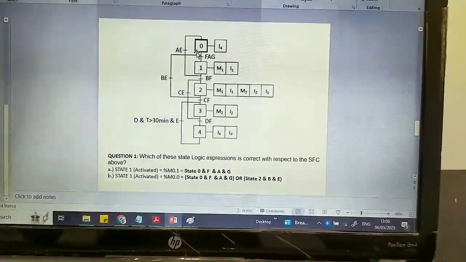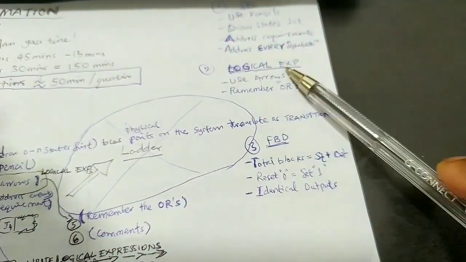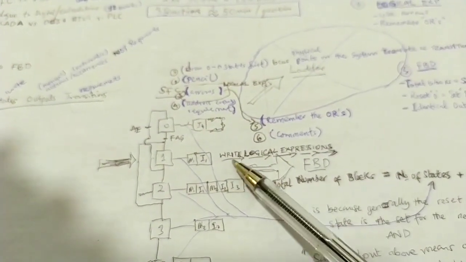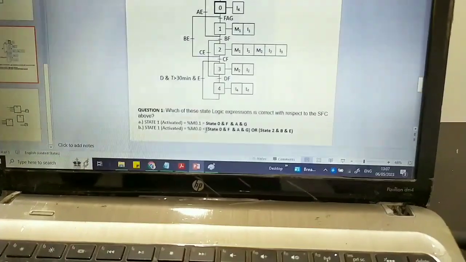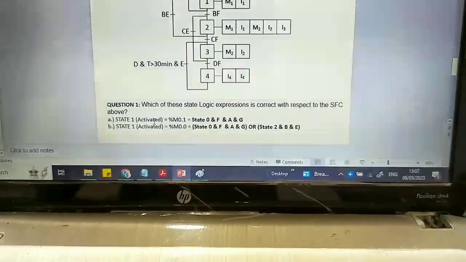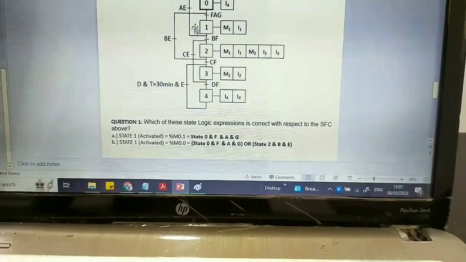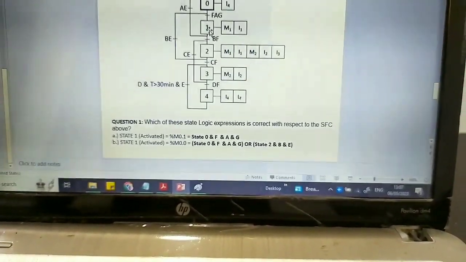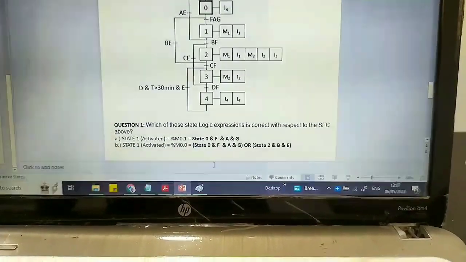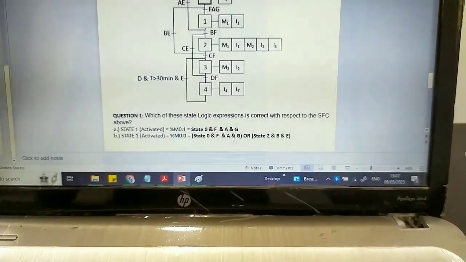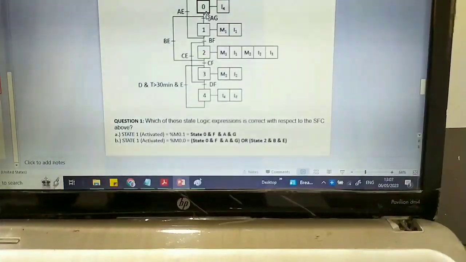When you want to write the logical expressions, which is the next step here, something you need to do somewhere here before you get to your FBD finally, you're basically transitioning from this diagram into logical statements like this. So I was asking him that if you're activating state 1, which means what happens before this 1 takes place, is it going to be state 0 and F and A and G? Or is it going to be that, which is state 0, F and A and G, and so on, then you also add this to it.